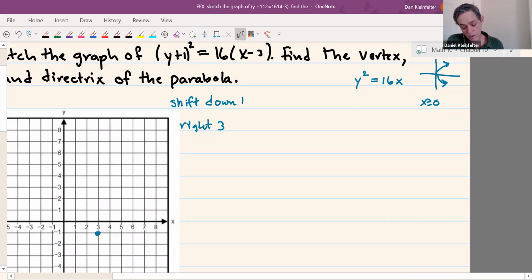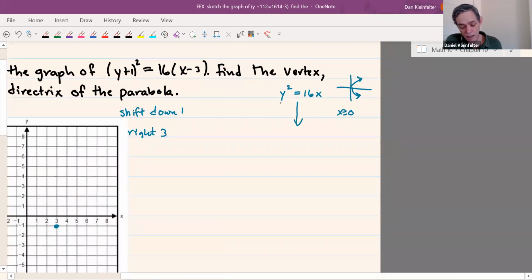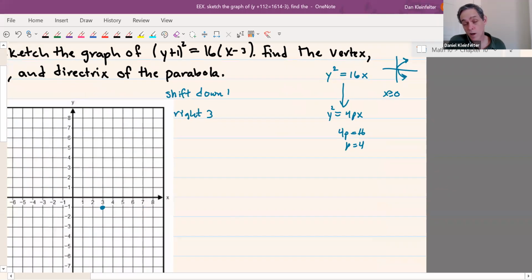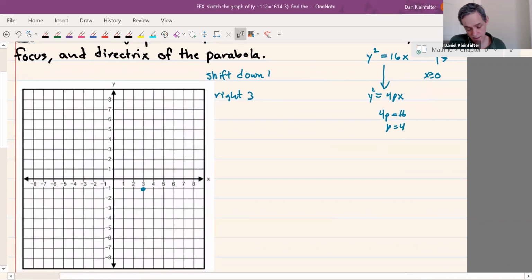Now we want to figure out where the rest of the stuff is. Taking a look at our equation, we have y² = 16x. If that's going to be y² = 4px, that means 4p has to be 16, and so p has to equal 4. So the distance from the vertex to the focus is going to have to be 4. Since this opens to the right, the focus will have to be to the right of the vertex, 4 units away. So the focus will be at (7, -1).